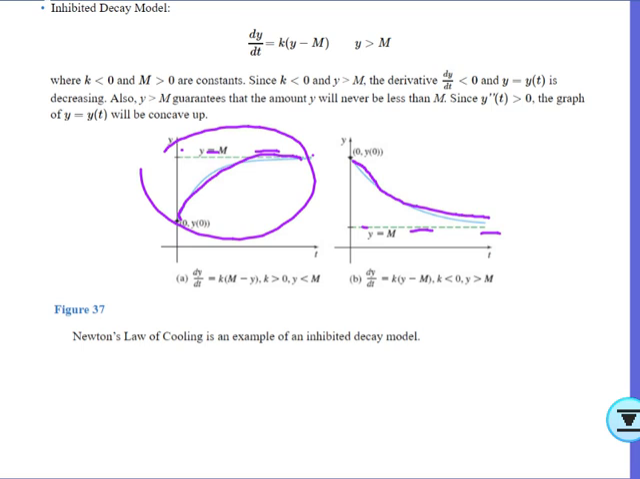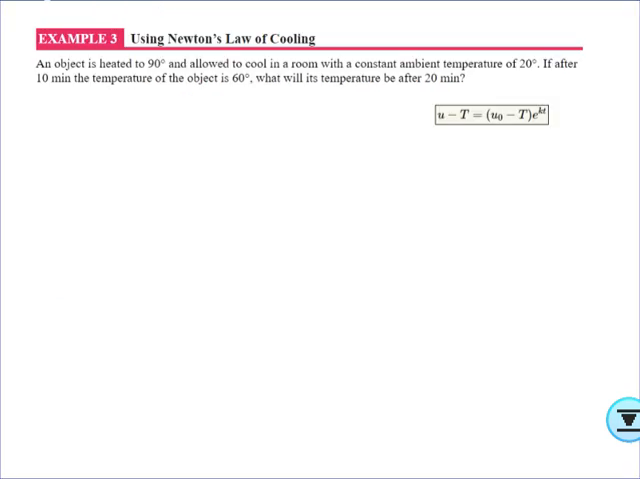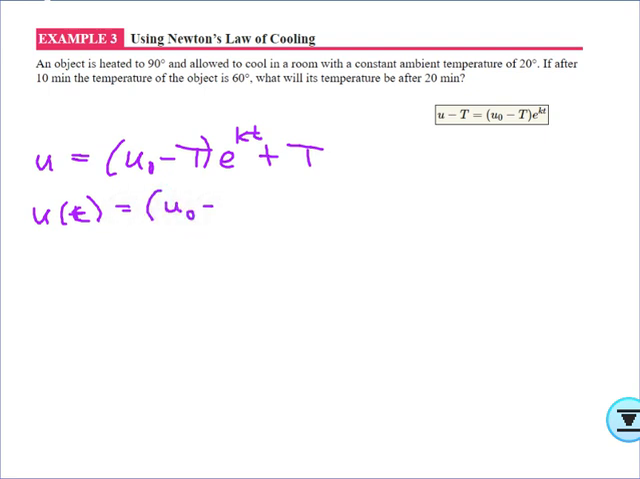Newton's law of cooling is a great example of an inhibited decay model, so we're going to do one of those real quick. So this problem I can solve for u very easily, because then I get u naught minus T e to the kt plus T, okay? So then this just becomes u of t, little t. Big T is temperature, little t is time. Let me just copy this. And then, of course, k is my constant.